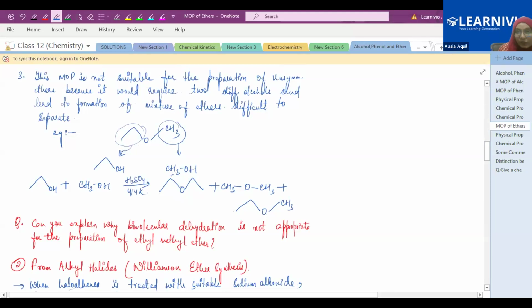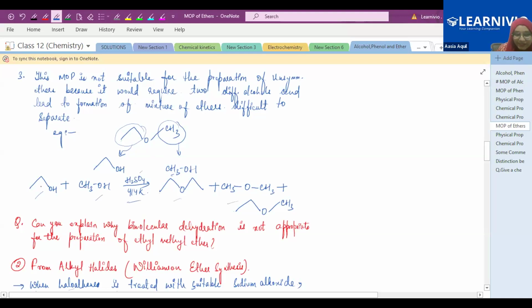So why can't we use it? Because in this case you will require two different alcohols. First is your ethyl alcohol, ethanol, and the second one is your methyl alcohol, methanol. Okay, so suppose this is your ethanol plus methanol. आप इन दोनों को react करा रहे हो. When you are reacting these two in the presence of the same reagent H2SO4 and at the same temperature 414 Kelvin, what happens? You will get a mixture.